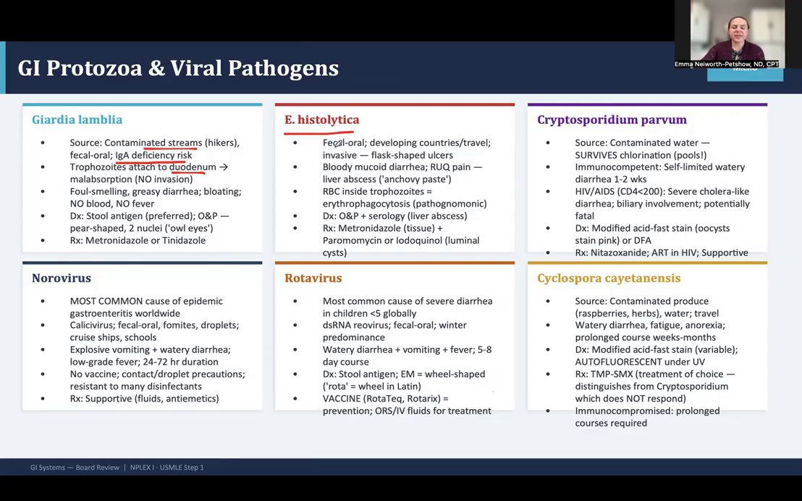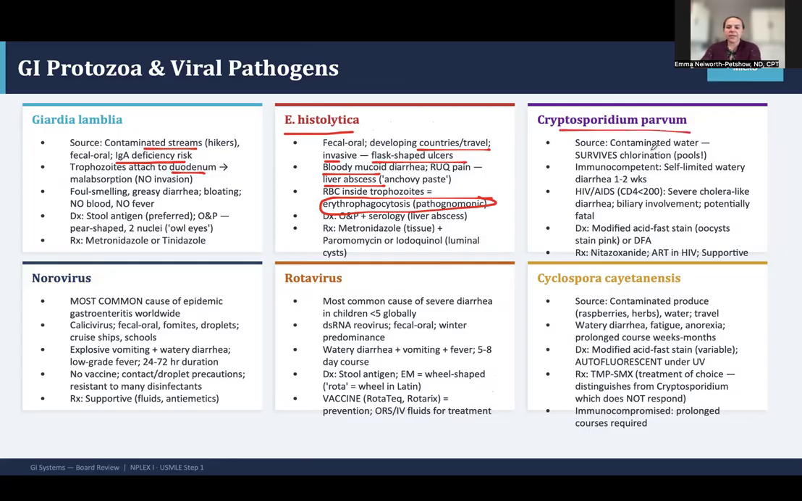Entamoeba histolytica. This is fecal-oral spread in developing countries with travel. It is invasive. There'll be these flask-shaped ulcers with bloody, mucousy diarrhea. You can see a liver abscess present. Red blood cells get inside these trophozoites. Essentially, you get erythrophagocytosis, which is pathognomonic for this condition. So I would say flask-shaped ulcers and erythrophagocytosis would be your high yields for histolytica.